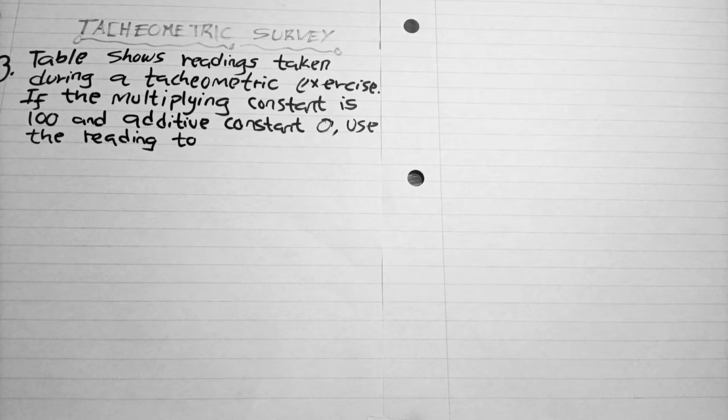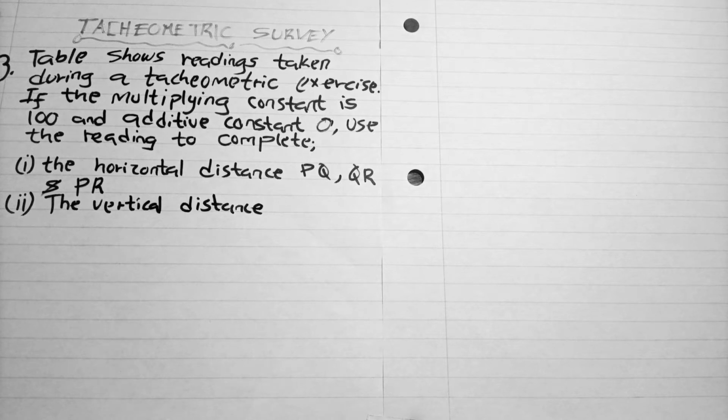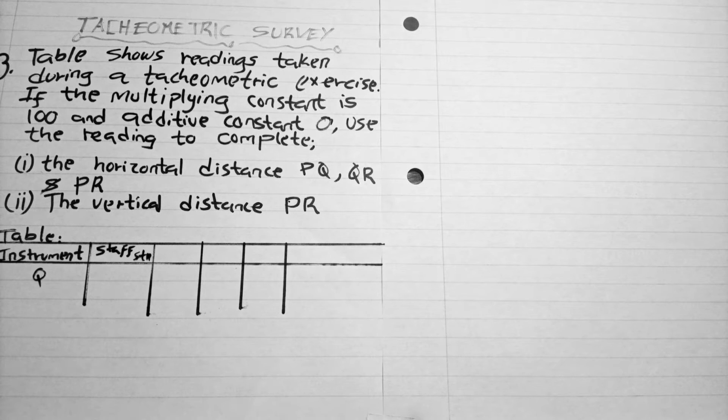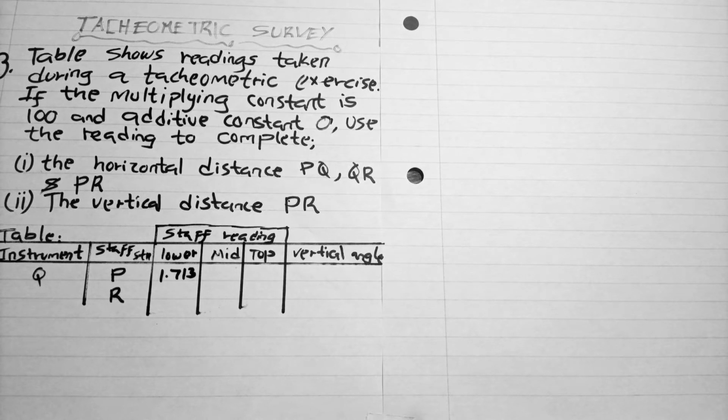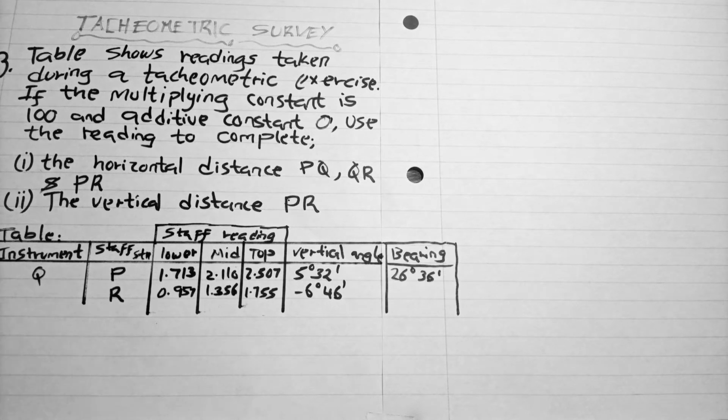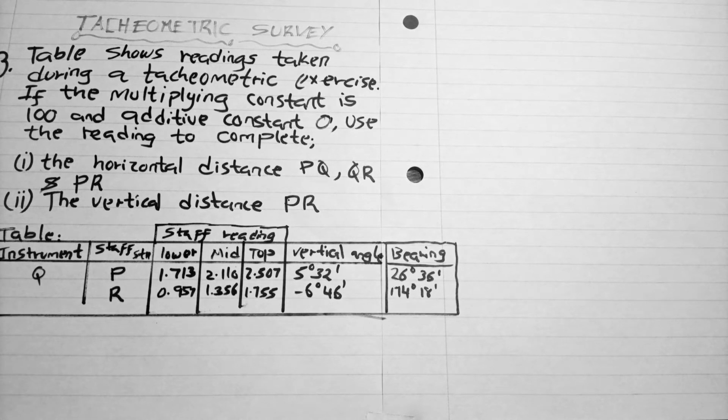So the first question: the horizontal distances for PQ, QR and PR, then the vertical distance for PR. We have our table there, having a column for instrument, staff station, then P and R, so they're coming from Q. We have the lower, the mid, and the top readings, the vertical angles, and lastly the bearings of the angles.